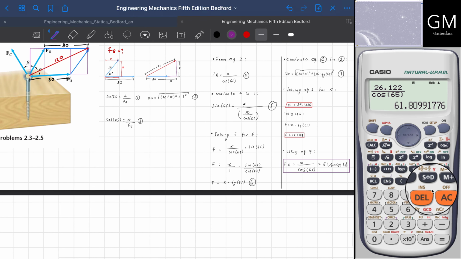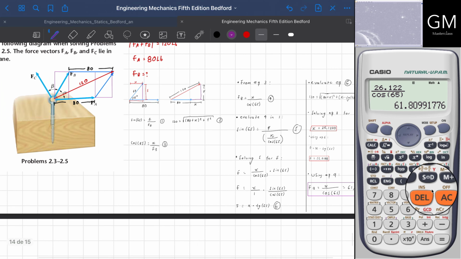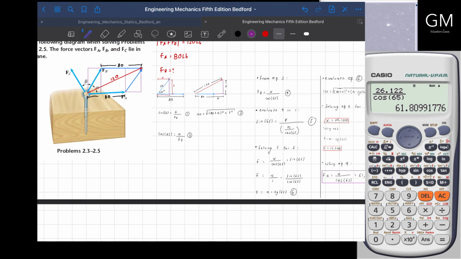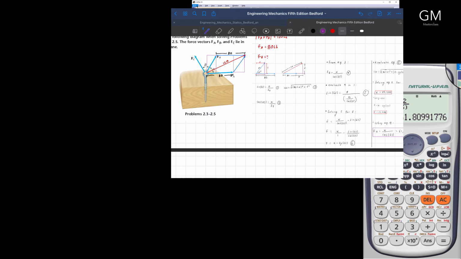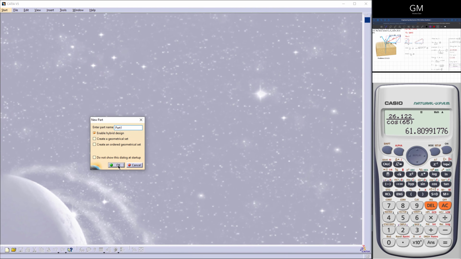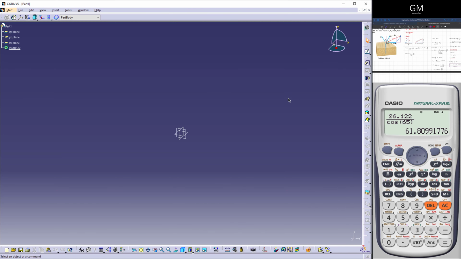Now we're going to check the value. We're going to review that this is okay, and one way for me to know that this is okay is by using a software. In this case, we are going to use CATIA V5. So I'm going to start mechanical design. Remember that in the channel you have some tutorials of how to use this software.